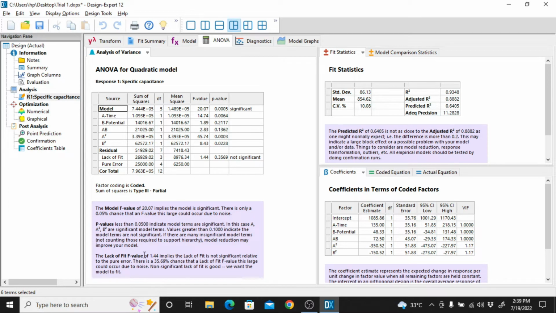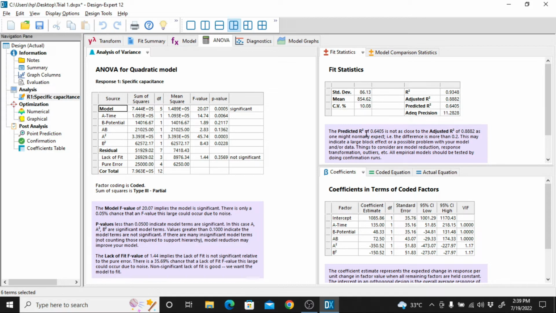Okay, next, the lack of fit is good because it's not significant. The lack of fit being good means that you repeated 5 times, so the results are almost the same. That's why your lack of fit is not significant. Okay, next, we go to the R-square value. The R-square value should be close to 1 to indicate your model is good.